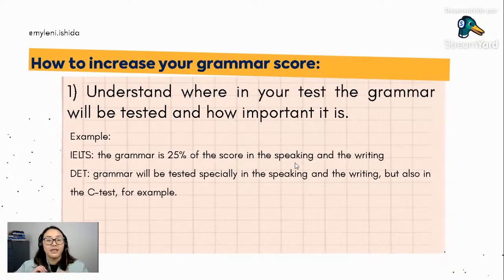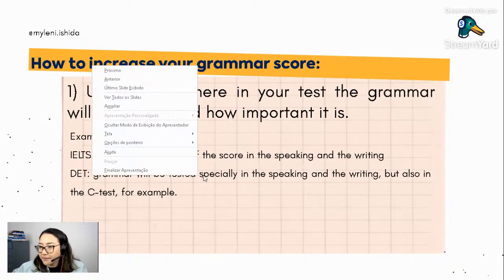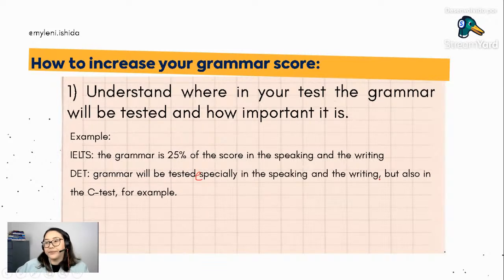The next one is the Duolingo English test, for example. The grammar will be tested especially in the speaking and the writing, but also in the C test. There is an E missing here, especially. So you need to understand in which part of your test the grammar will be tested. Why am I saying this to you?